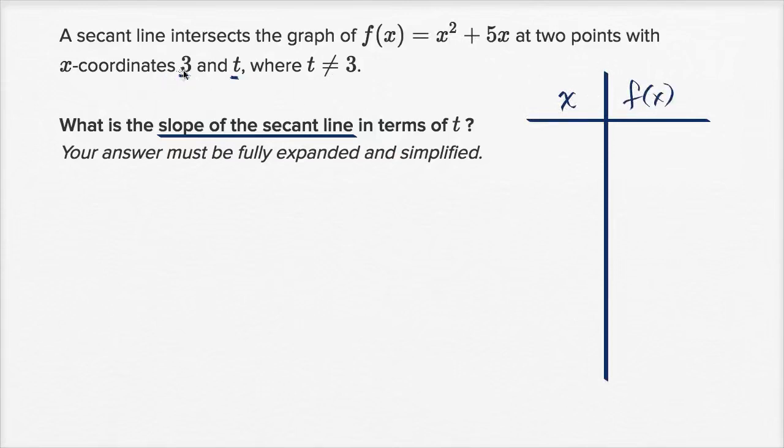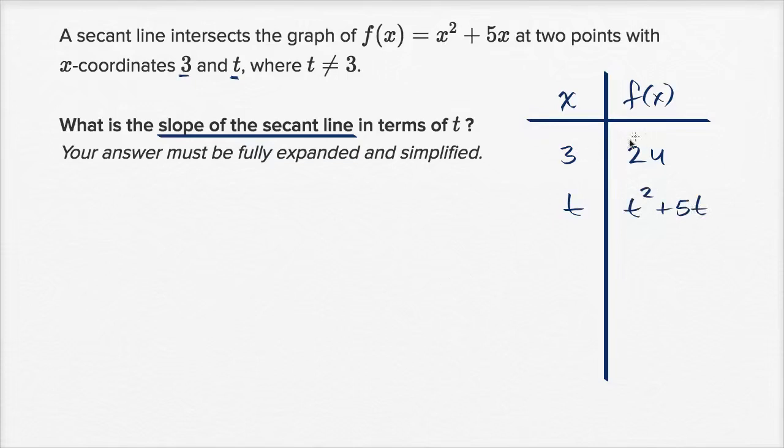So when x is equal to 3, what is f of x? Well, it's going to be 3 squared plus 5 times 3. Well, this is going to be 9 plus 15, which is 24. So this is going to be 24. And when x is equal to t, what is f of t? Well, it is going to be t squared plus 5t.